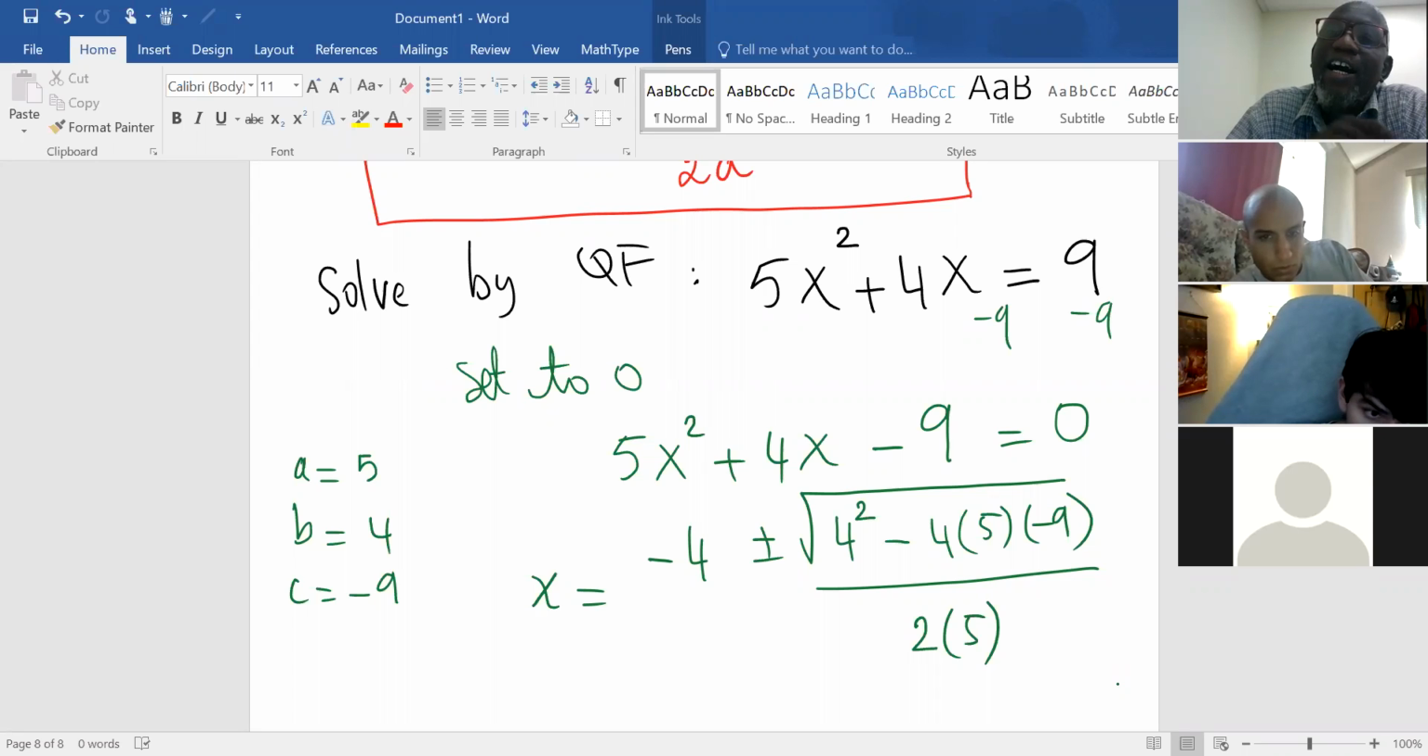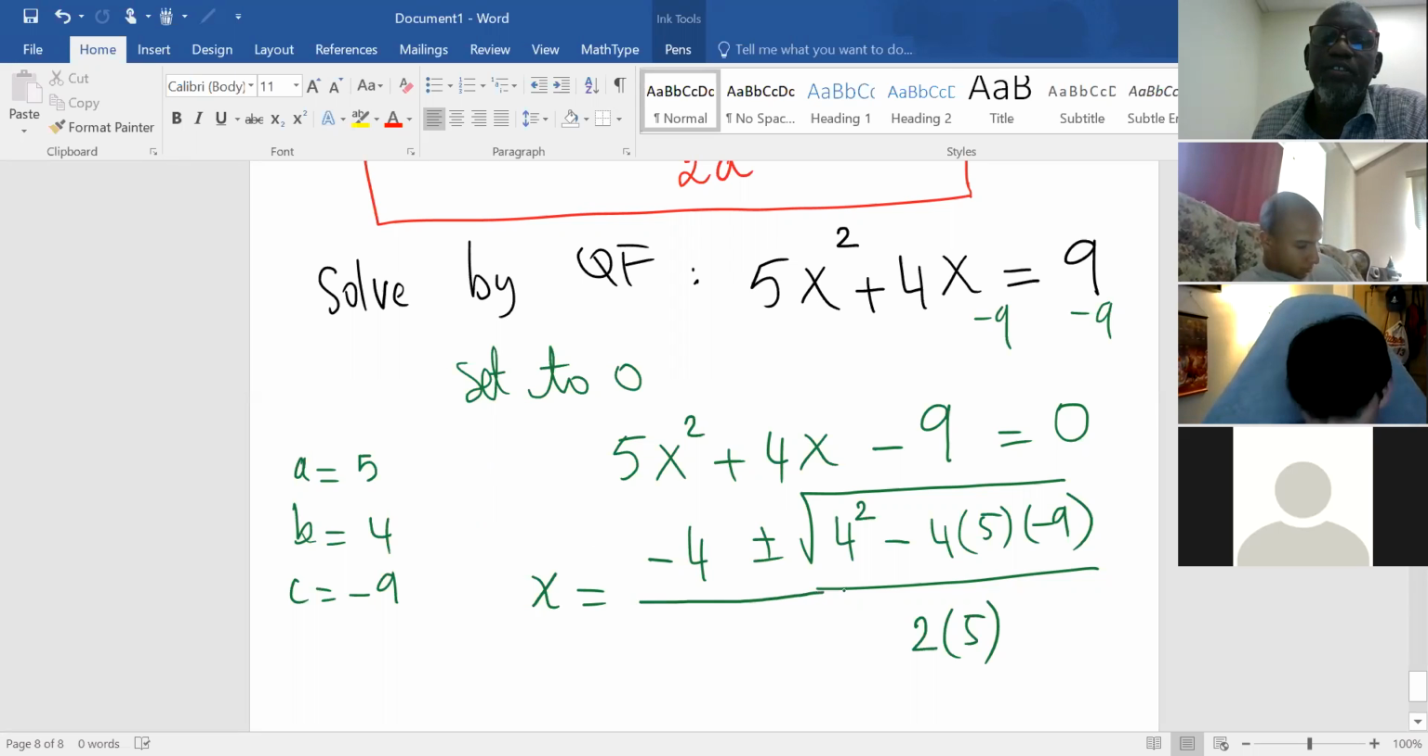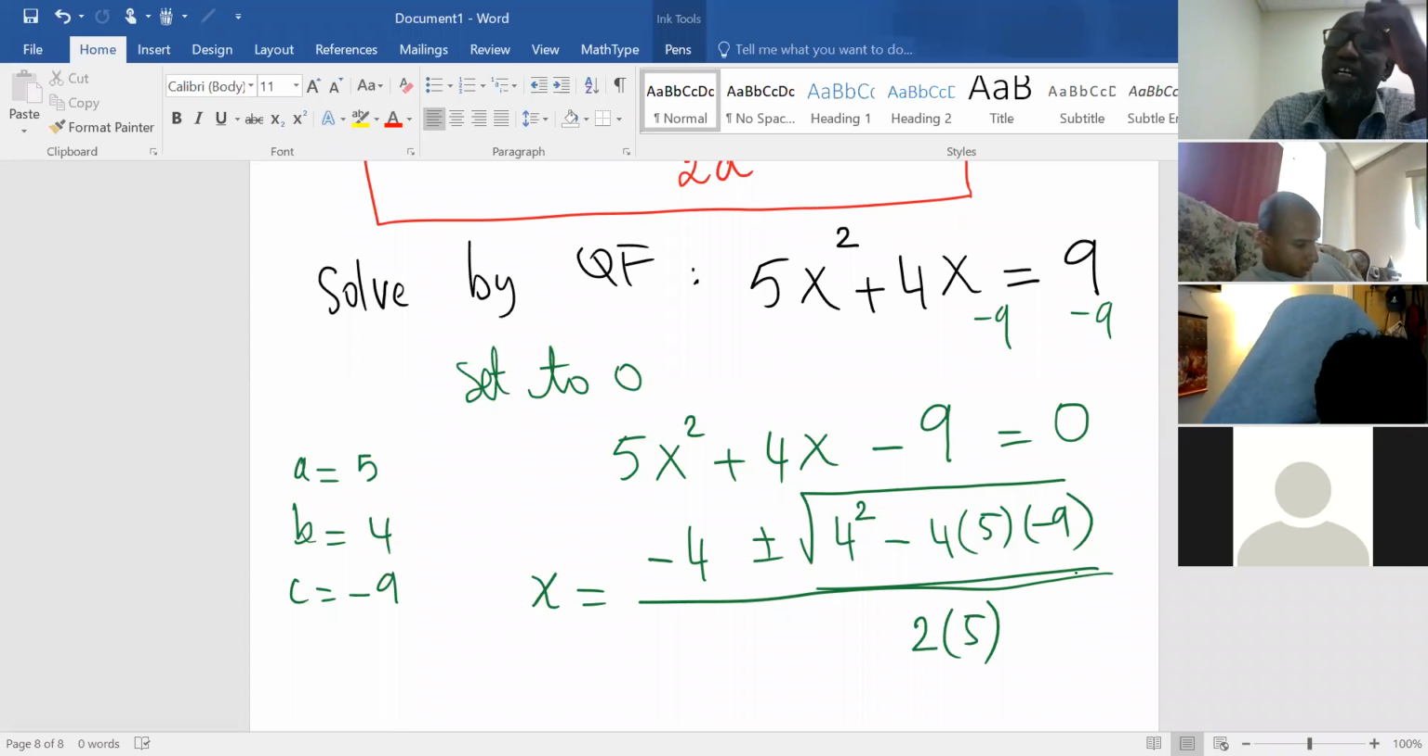I did that because a lot of students make that mistake. Look at the fraction bar. It's supposed to be all over, not only under the root. The fraction bar isn't just under the negative 4. Exactly. It's all over. If you write it this way, you are wrong. Please do not only divide the radical. You have to divide everything by 2 times 5.